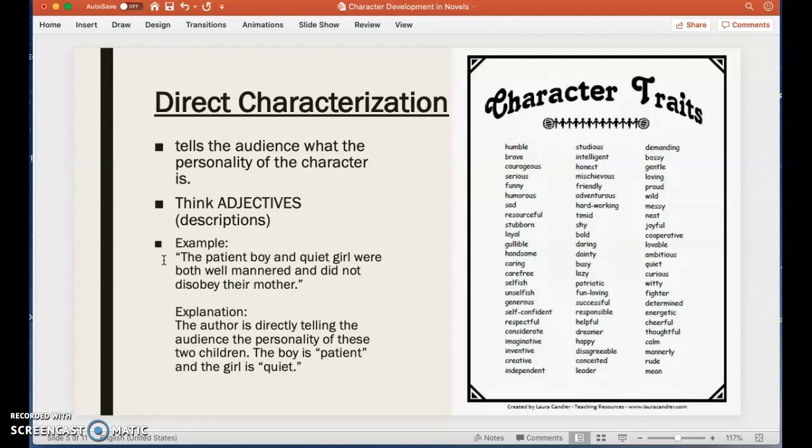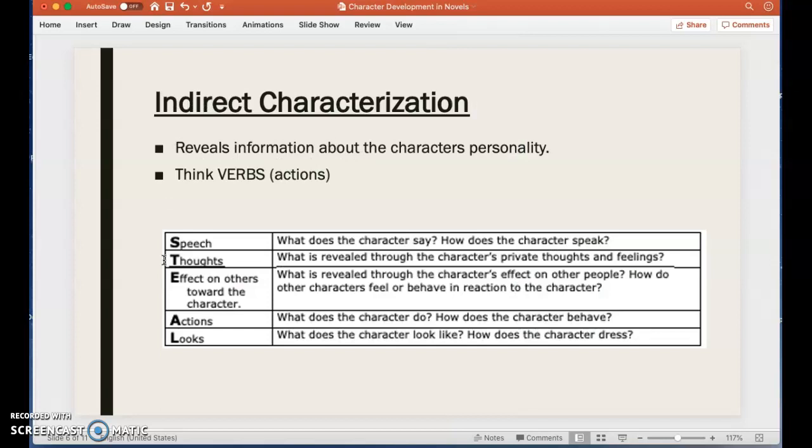That's direct characterization. Indirect, though, is the one that's harder to find, and this is the one where you might need to look a little bit more in Hatchet. It reveals information about the character's personality, and this is usually what they do. Think verbs. In their speech, what does the character say? How does the character speak? Thoughts: what is revealed through the character's private thoughts and feelings? They will reveal information about themselves. Their effect on others, so how do they interact with other characters? Actions: what did they do?